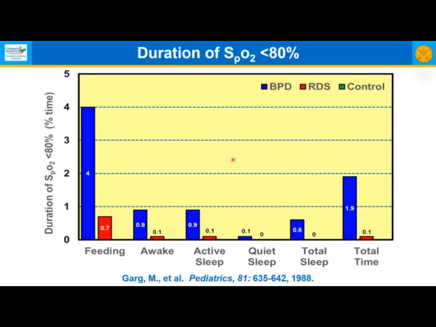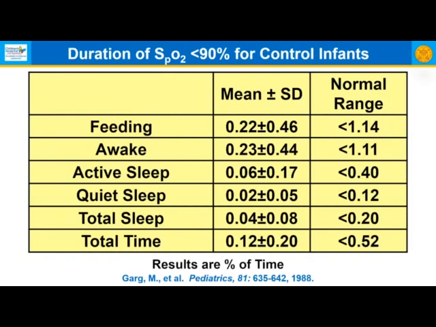And you can see again the BPD baby is about 4% of feeding time, about 1% of active sleep, and wakefulness, 0.5% of total sleep time, and 2% of total time. So again, a normal blood gas during wakefulness does not mean that somebody is not hypoxic at other times, for example, during sleep or feeding.